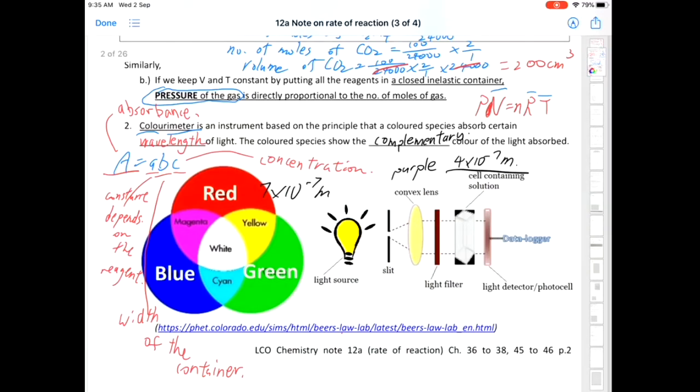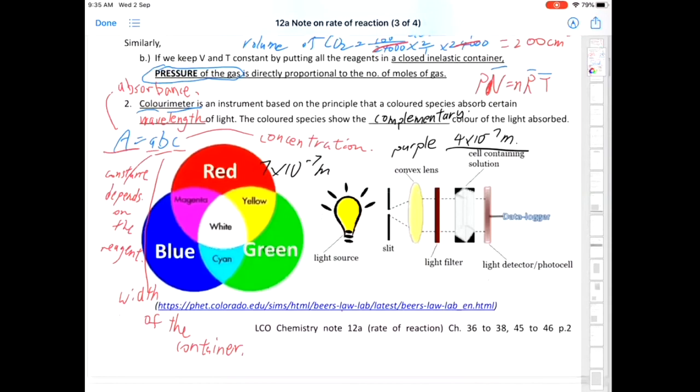Oh, and then you can see the internal structure of a normal colorimeter, and it is different from the animation shown below. And normally we just use a light source, just a light bulb emitting some white light, and then we use a slit and then a convex lens to focus the light. And then the next part of it is the light filter, which you have to select correctly.